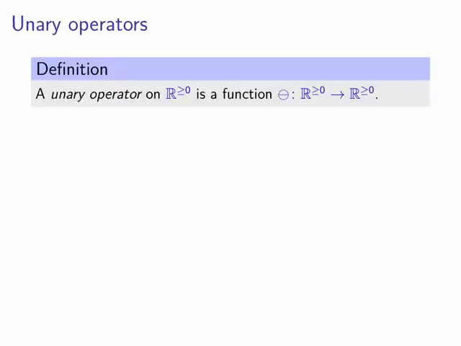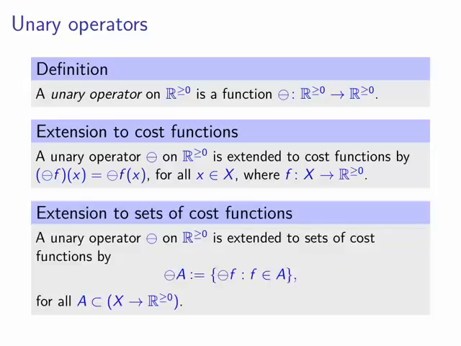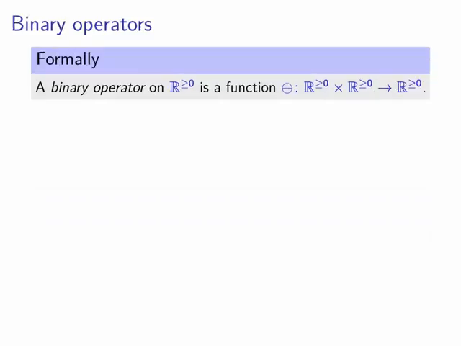A unary operator on non-negative real numbers is a function O minus from non-negative real numbers to non-negative real numbers. We can extend a unary operator to cost functions so that if we have a function f from X to non-negative real numbers, then O minus f is a function whose value at x is given by the O minus of f(x). We can further extend the operator to sets of cost functions, so that if A is a set of cost functions, then O minus A is the set of those functions which are obtained by taking the O minus of each function in A.